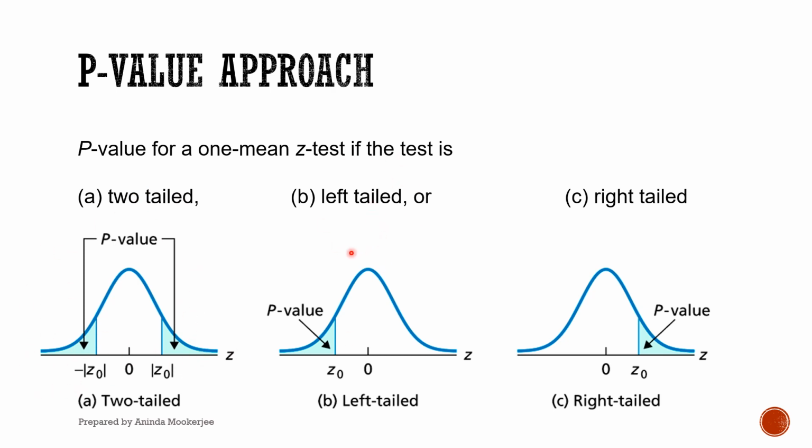For a left-tail test, the p-value would be on one side. Most likely your test statistic value would be a negative value, so it's the area to the left that the p-value would correspond to. For a right-tail test, the z-value would be a positive value, so it would be on the right-hand side of 0, and the p-value would be the area to the right of that particular z-value.